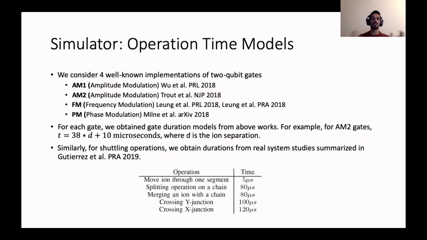To quickly go over the operation time models, we consider 4 different gate implementations based on the different laser parameters that I mentioned earlier. For each of these implementations, the works shown here give us the corresponding gate durations. Similarly, for shuttling, the work shown here tells us the time required to perform these different operations, which has been measured in real experiments.